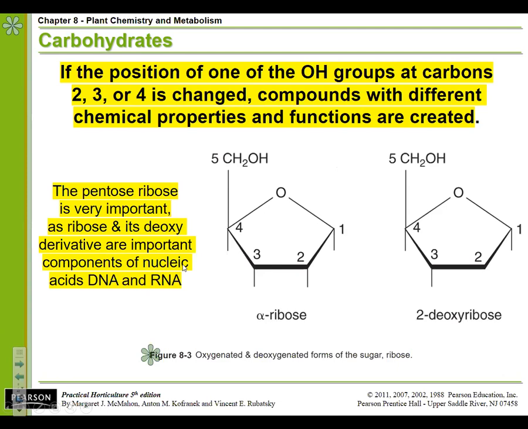So this becomes very important because these different molecules here that we're looking at, alpha ribose and 2-deoxyribose, are the important components of the nucleic acids DNA and RNA, which are used basically to code the genetics of the plant.